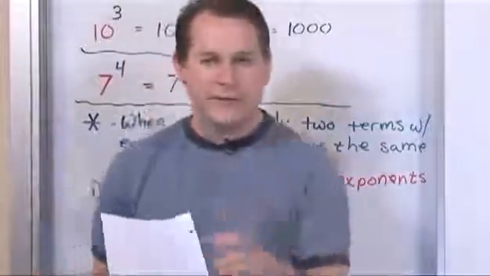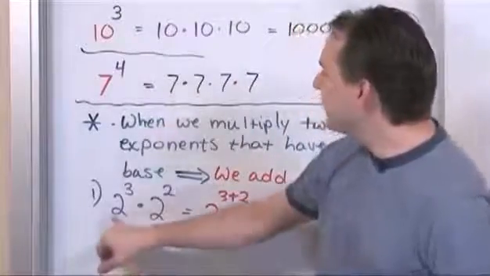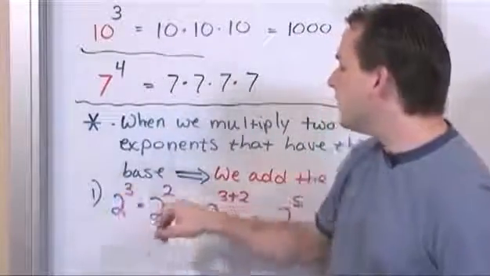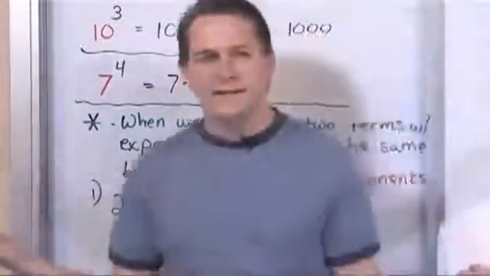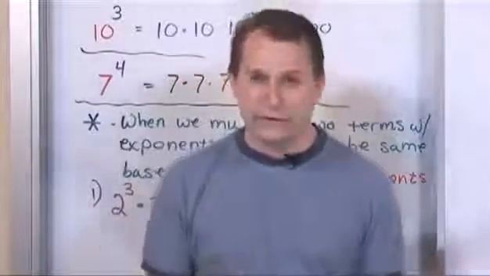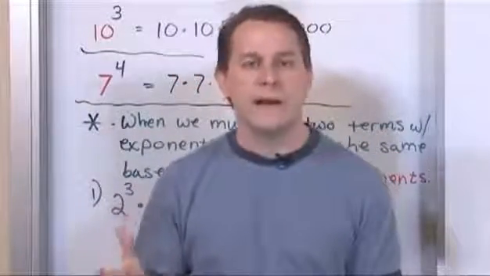Now, if the bases are different, we'll do some problems in a second, but let's say this is 5 to the power of 3, multiplied by 2 to the power of 3. You can't simplify it anymore. You can't do anything to it because they're different bases. The rule is that they have to have the same base.